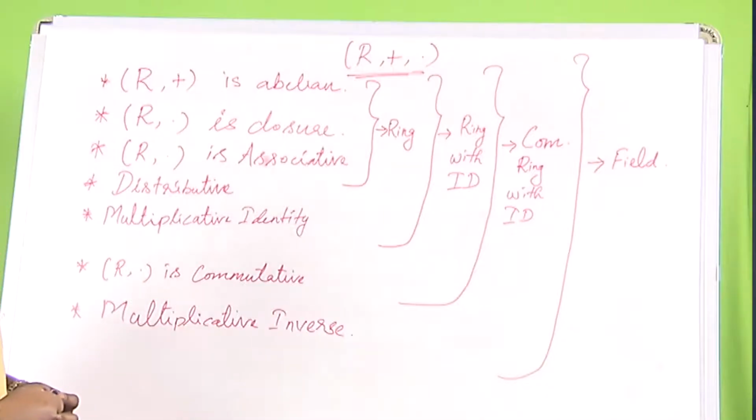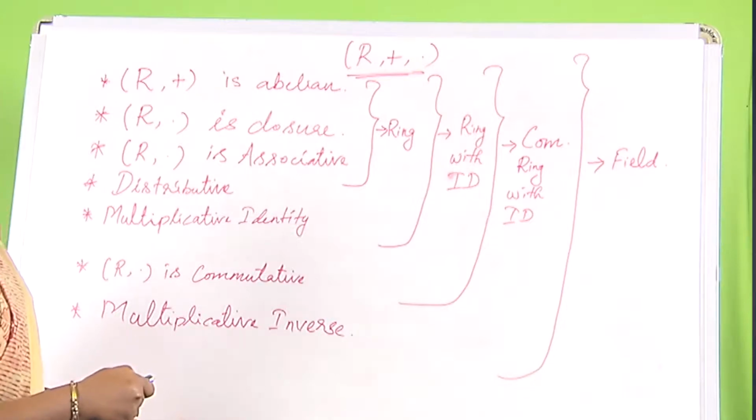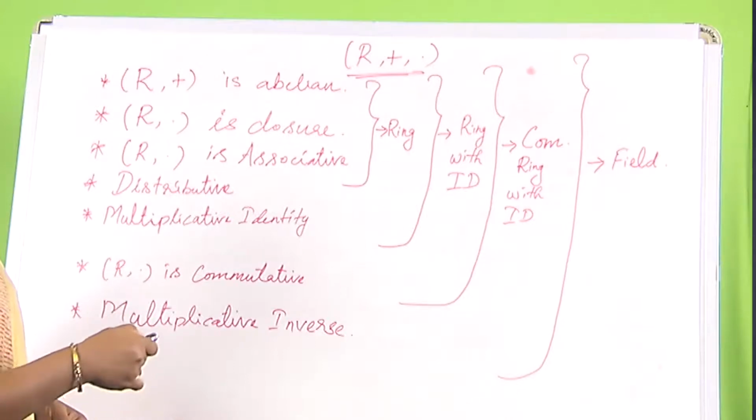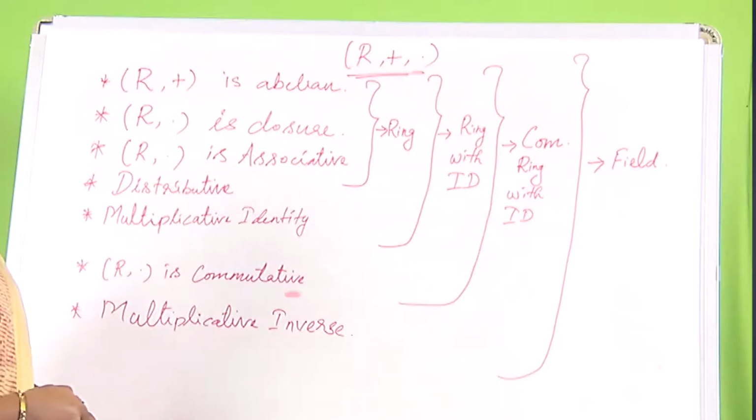Now, let us go a little bit further. If (R, ·) has the distributive property as well as a multiplicative identity, it becomes a ring with identity. Further, if (R, ·) is also commutative, it becomes a commutative ring with identity. And finally, if it also has multiplicative inverses, it becomes a field.